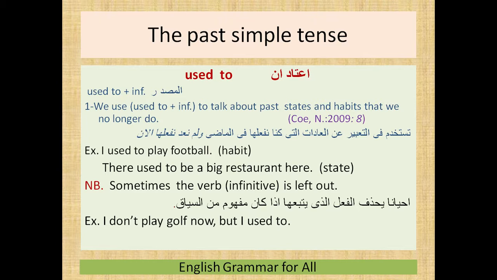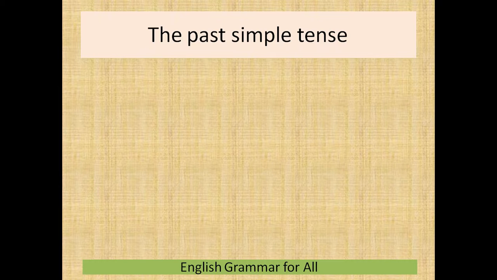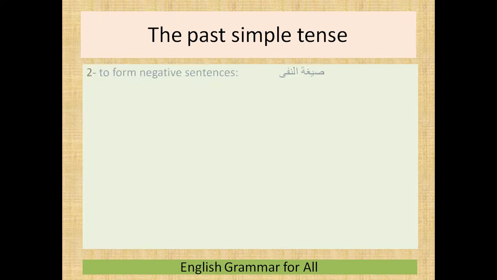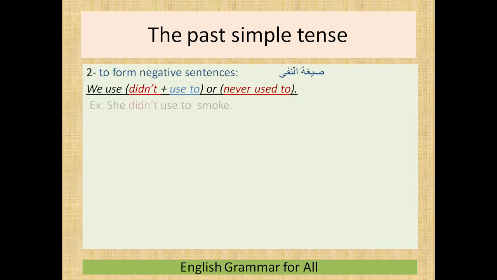Sometimes the infinitive form of the verb is left out, like in this example: I don't play golf now, but I used to. The negative form of used to is formed by using didn't plus used to, or never used to. She didn't used to smoke. Also, she never used to smoke.